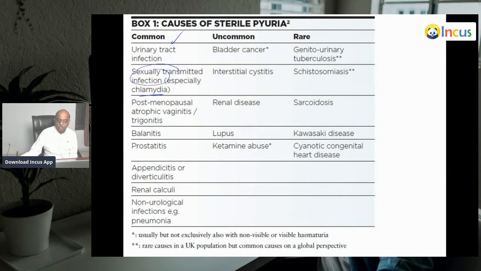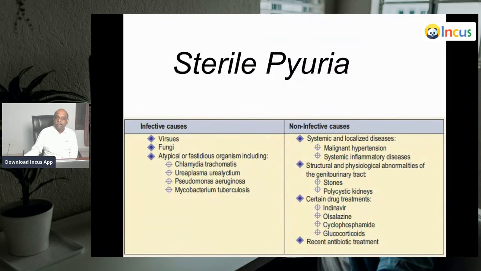STDs, especially chlamydia. Postmenopausal ectopic vaginitis, balanitis, prostatitis, appendicitis, diverticulitis, renal calculi. And non-urological conditions like pneumonia, any of them can lead to the development of sterile pyuria. So you should know what are infective, non-infective causes.